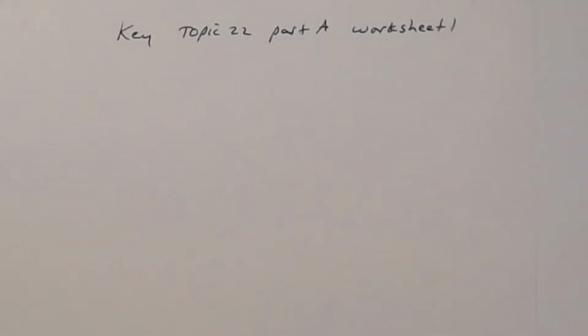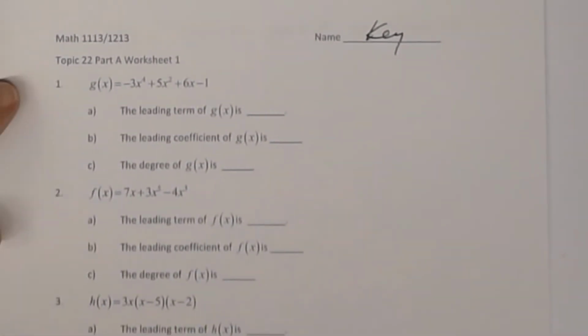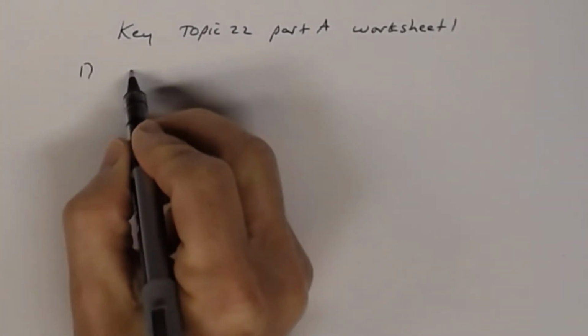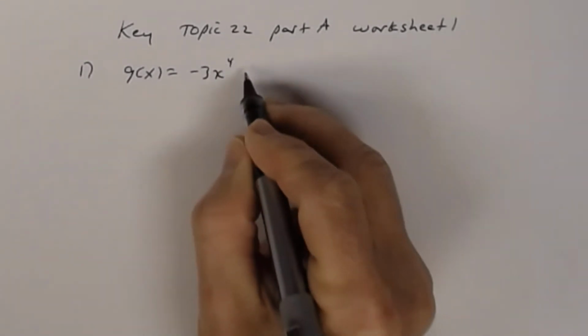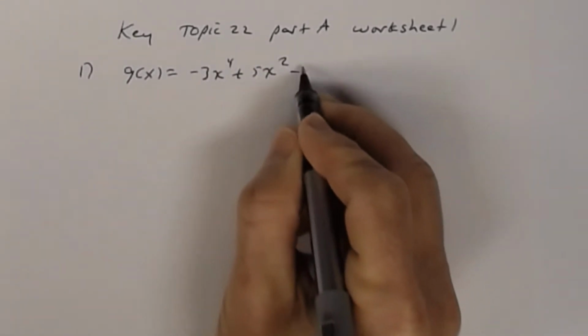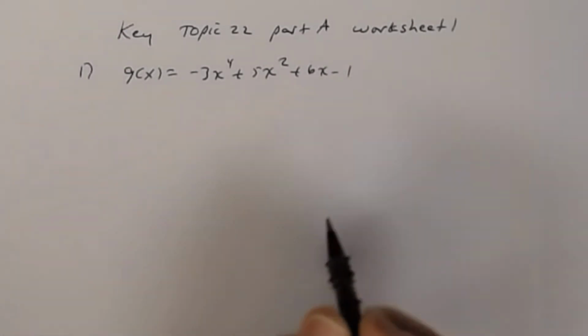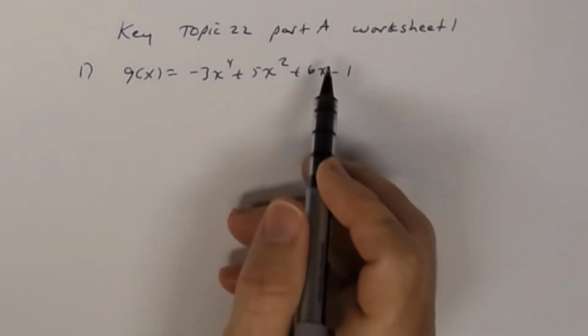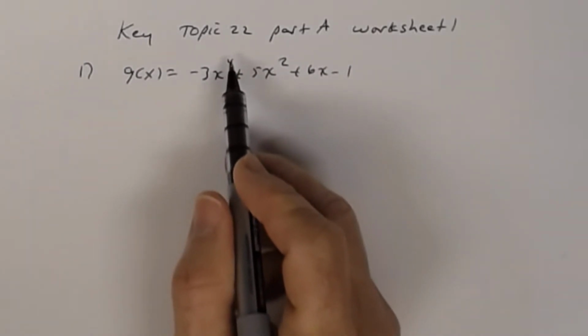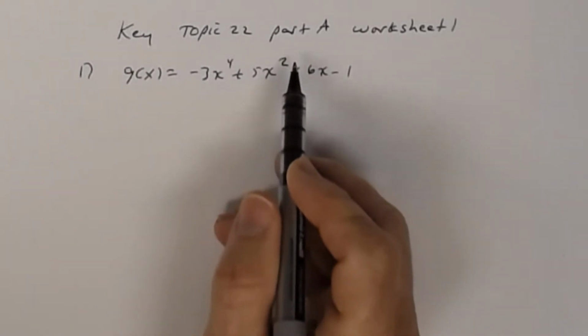This is a key to topic 22, part A, worksheet 1. And on this worksheet, in number 1, you had this polynomial function, and we go ahead and rewrite it. So we had g of x is equal to negative 3x to the fourth plus 5x squared plus 6x minus 1. So we have this polynomial function. Notice that all the exponents are positive whole numbers, okay?